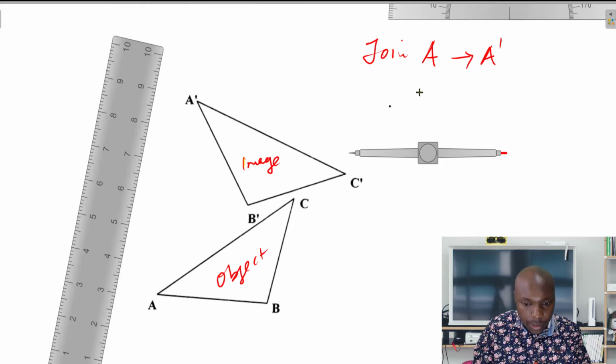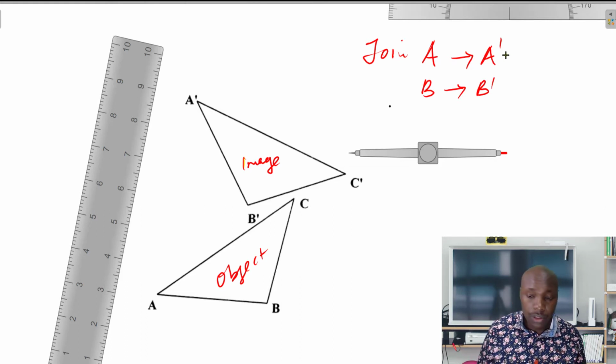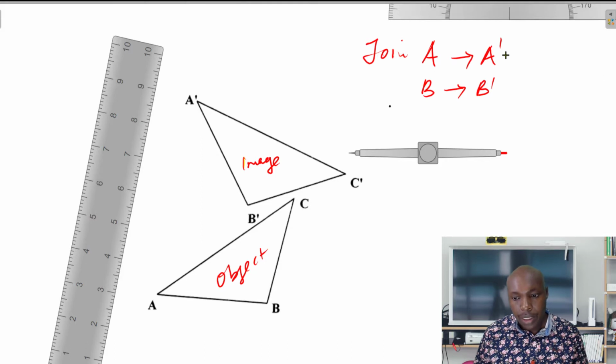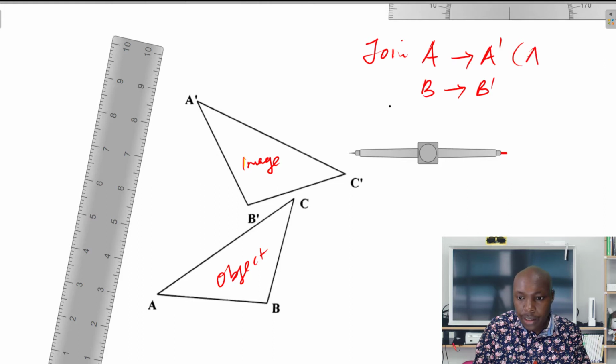So let me choose B. You can choose C as well if you want. So B to B prime. Now to get the center of rotation, you don't need to have all 3 of them. So what you're supposed to do, you join A to its image. You just need 2 lines, and B to its image. Then you construct the perpendicular bisectors of those lines. So the line here that we shall construct the perpendicular bisector of is A A prime. Here the line that you're going to construct the perpendicular bisector of is B B prime after we join.